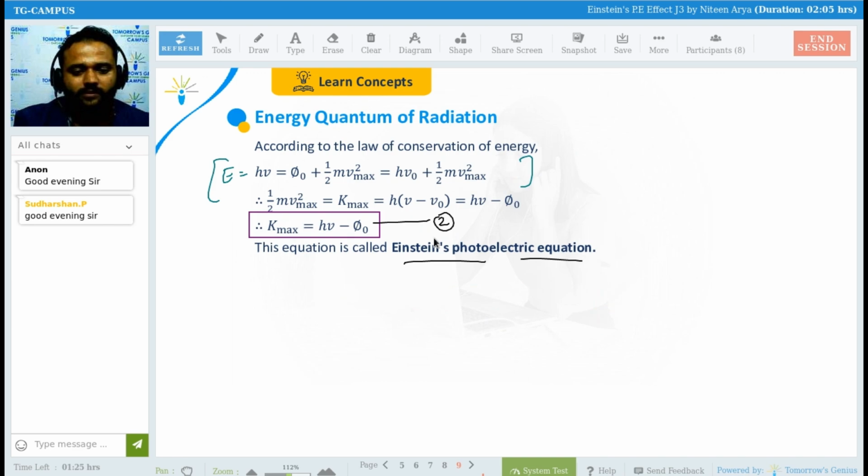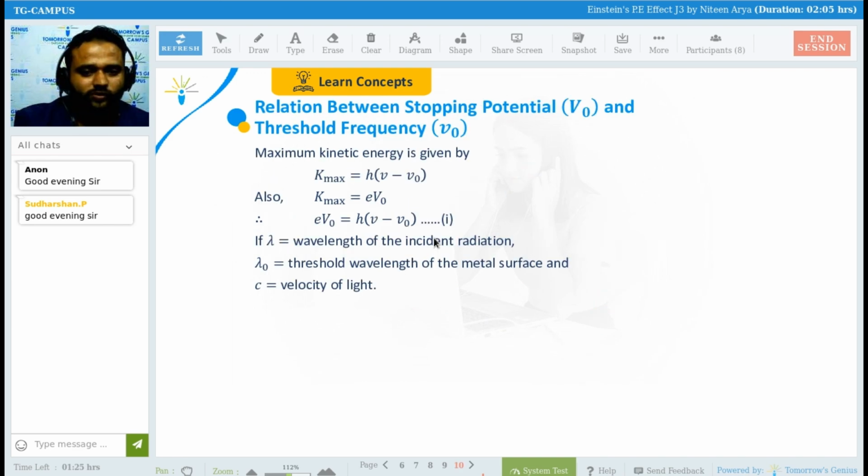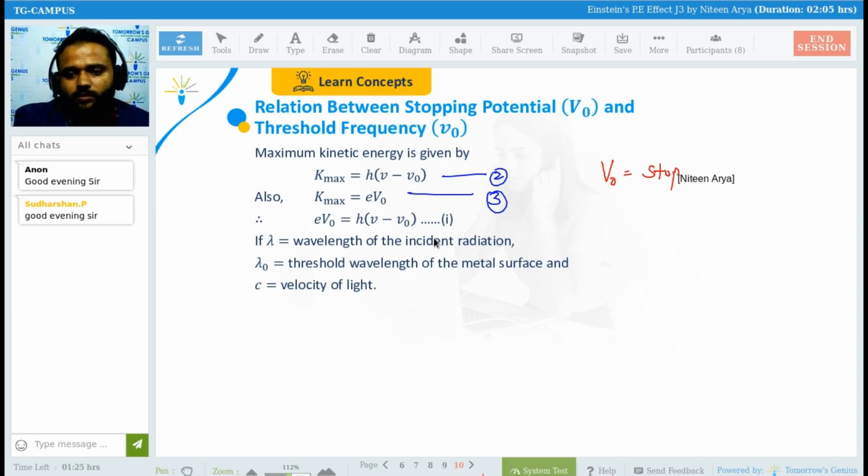Moving ahead, the maximum kinetic energy is given by K max equals h nu minus phi naught, and you can put this K max also as e V naught. This is the relation between these, my second equation. This is the third equation. Here V naught is something you know, the stopping potential.